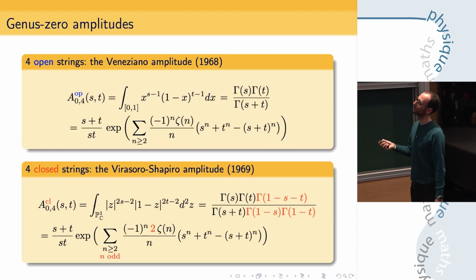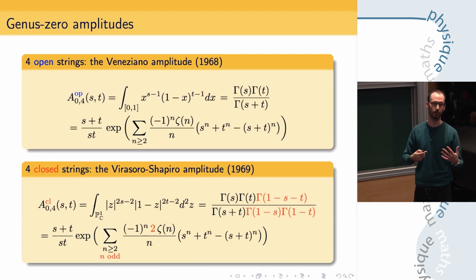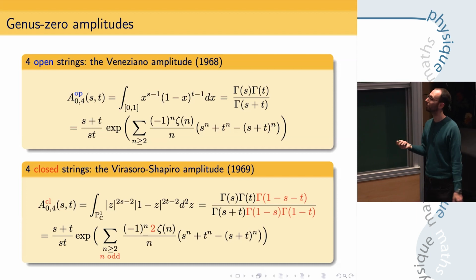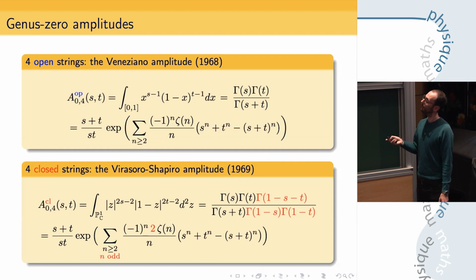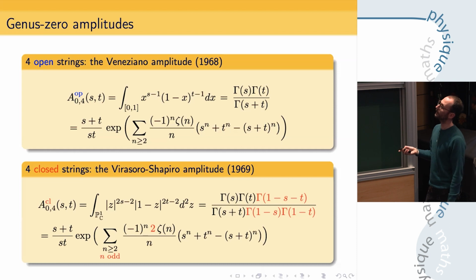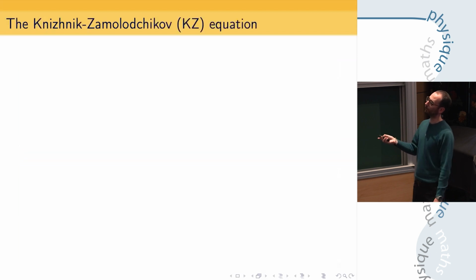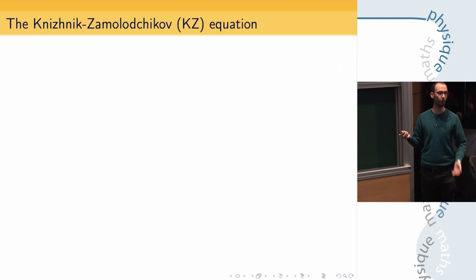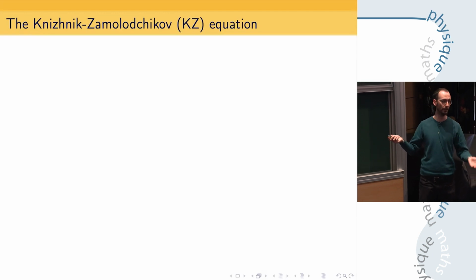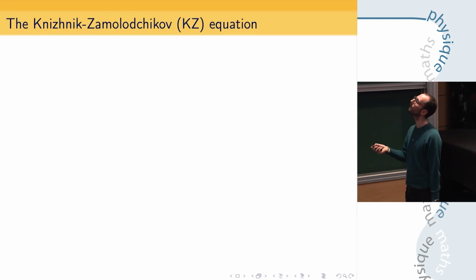Maybe let me also mention that this amplitude was introduced by Veneziano in '68, and it's in fact the starting point of string theory. So that's where string theory was born from. Okay, so these are 4-point genus 0 amplitudes. They're very nice expressions. For n points, they're much more complicated, but they preserve the same kind of behavior in a sense. And now I want to say something about the KZ equation to introduce it and to tell you how this is related to the computation of genus 0 amplitudes.